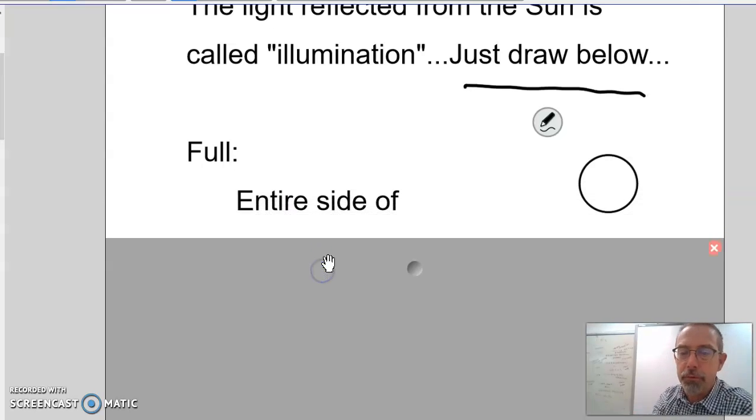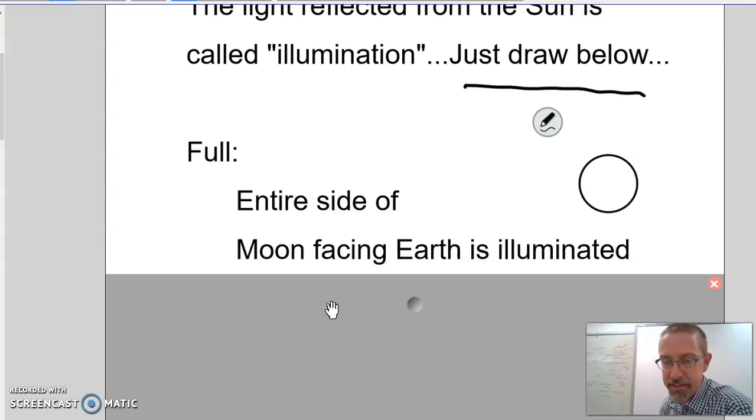If I have a full moon, it means the entire side of the moon facing Earth is illuminated. The far side is all in shadow for a full moon, but the side facing us is completely illuminated. So we're just going to draw a circle here, and we're going to leave that totally white, totally clear, which indicates that it's illuminated. We're not going to do a darn thing to it. This would indicate for us symbolically that it is a full moon.